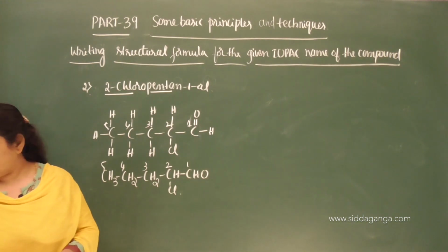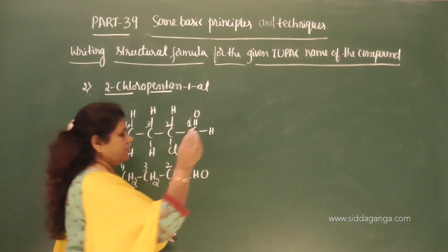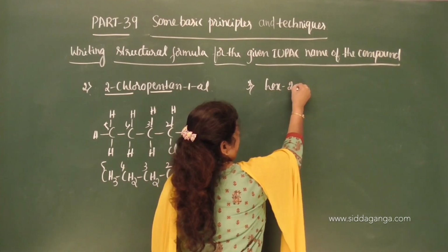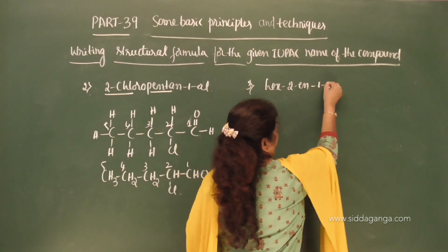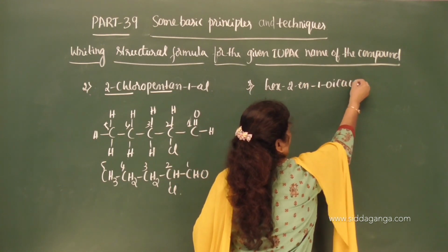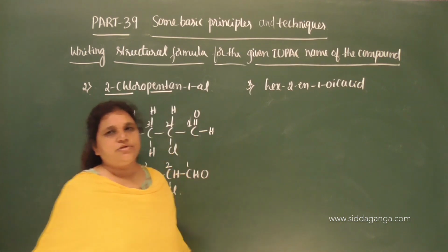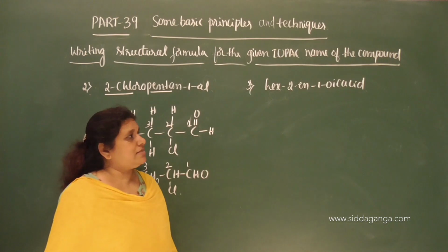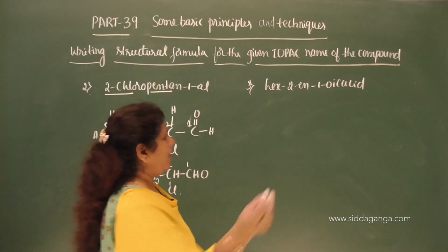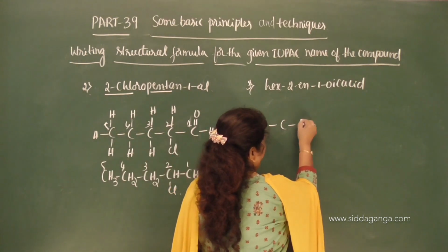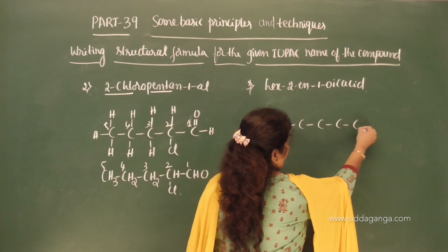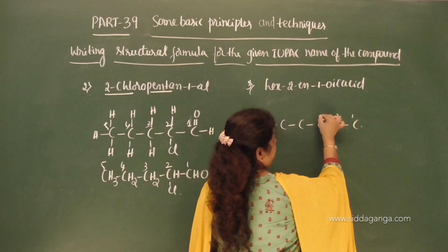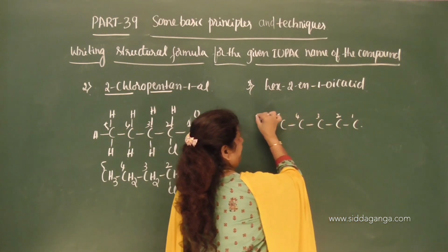Hex-2-ene-1-oic acid. So the third example, hex-2-ene-1-oic acid. What is the root word? Hex is the root word. Means how many carbon atoms we need to write? 1, 2, 3, 4, 5 and 6. And number the carbon atoms 1, 2, 3, 4, 5, 6.